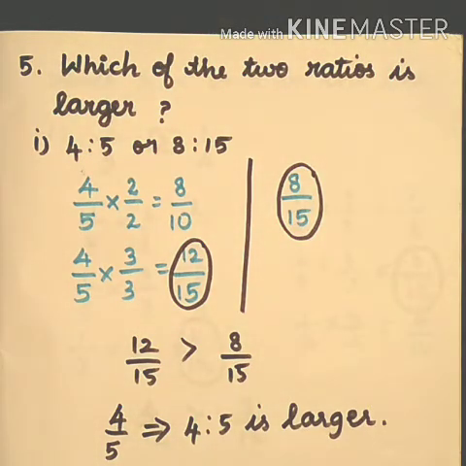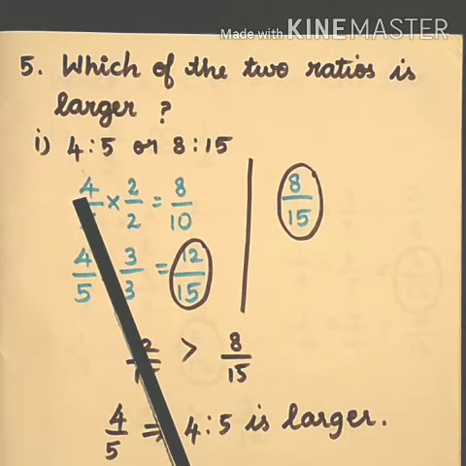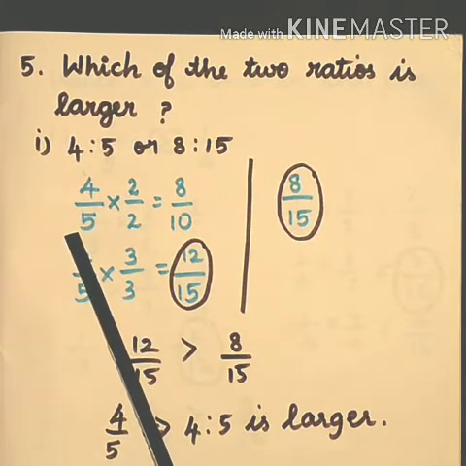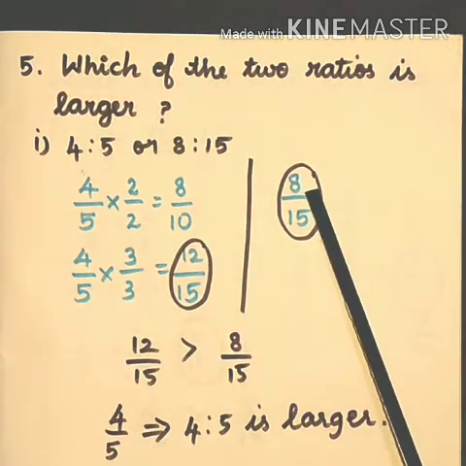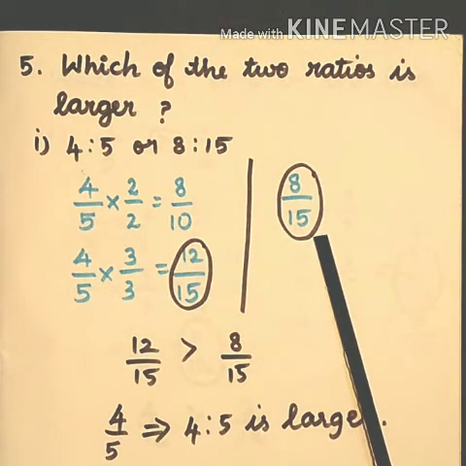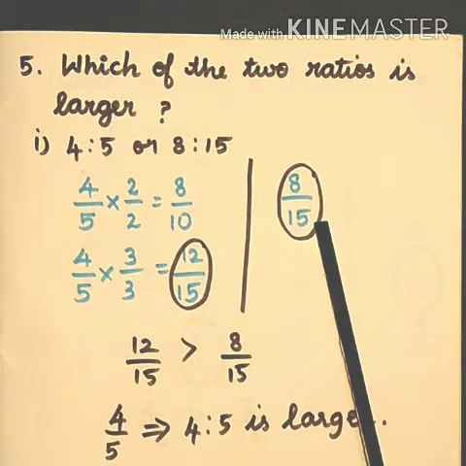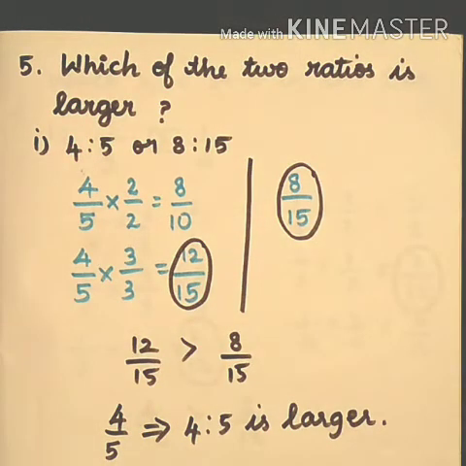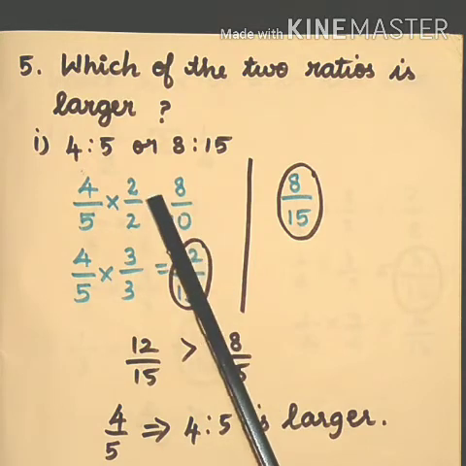First you have to check whether the denominators are same or not. Here the numerator is 4, denominator value is 5. Numerator value is 8 and the denominator value is 15. See, here both the denominators are not same. For that you have to find the common denominator. How do you find the common denominator? Yes, by finding the equivalent fraction.